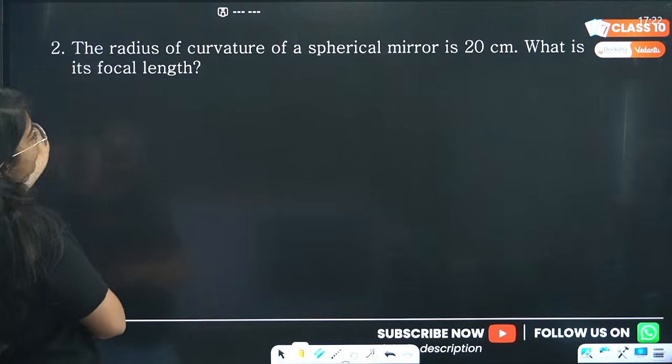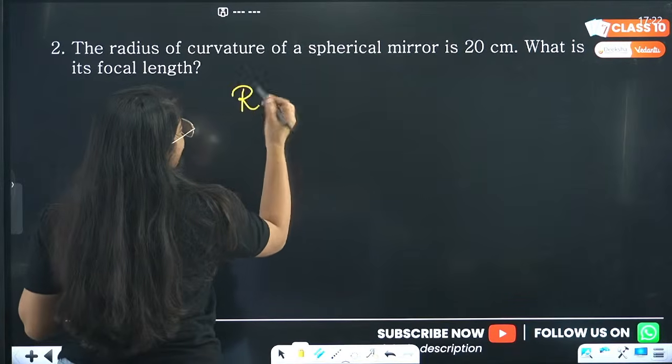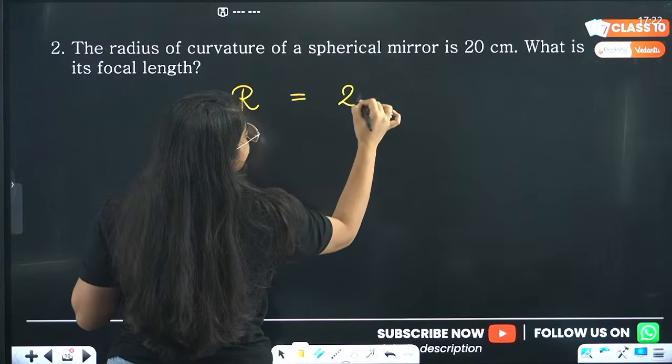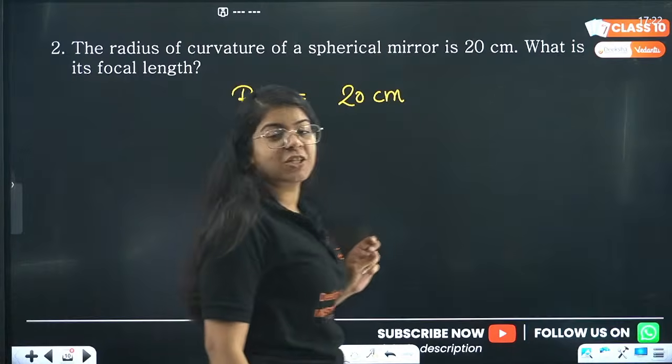Now, answer me this question. The radius of curvature of a spherical mirror is 20 centimeters. We have radius of curvature equal to 20 centimeters. What is the focal length? Okay, this is a silly question.